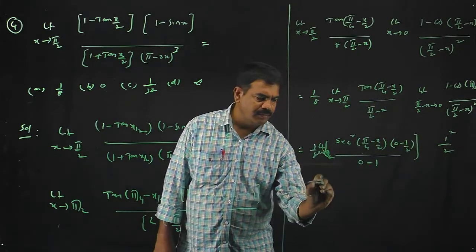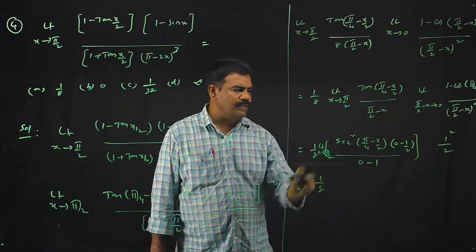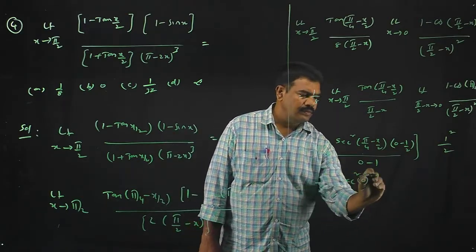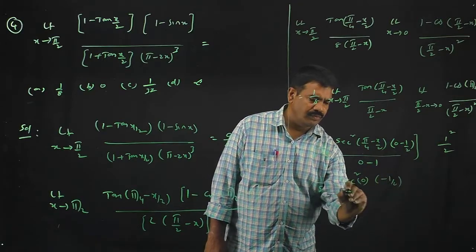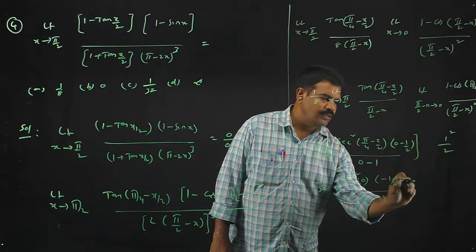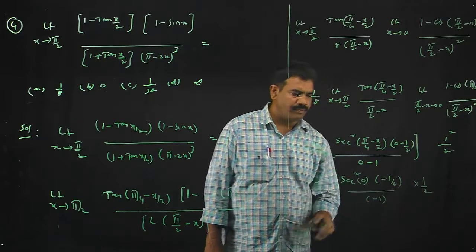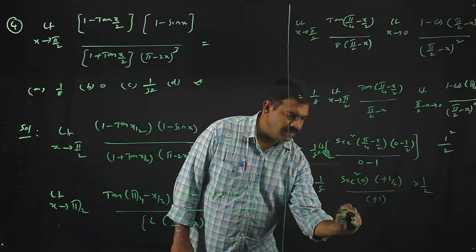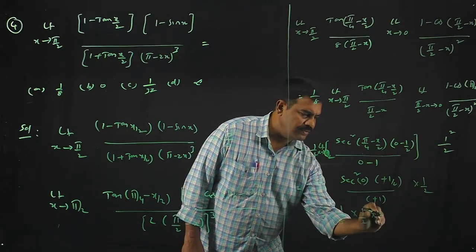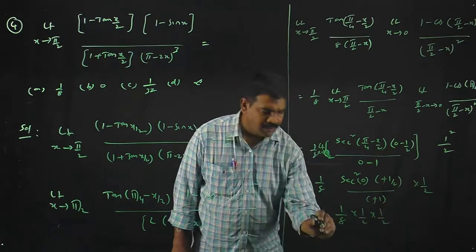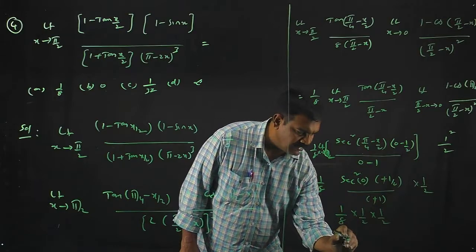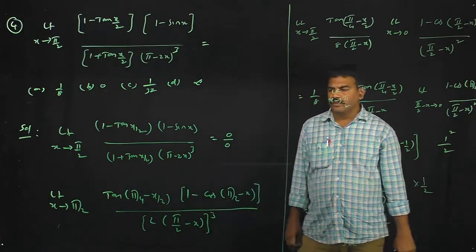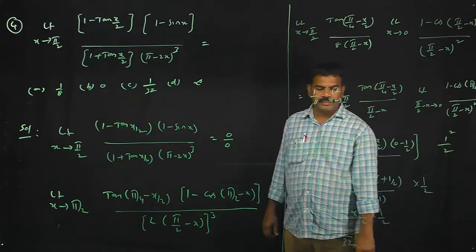That is equal to 1 by 8 into, now we apply the limit, secant square 0 into minus 1 by 2 by minus 1, into 1 by 2, minus into minus plus, that is equal to 1 by 8 into 1 by 2 into 1 by 2, that is equal to 1 by 32. So the option is C.